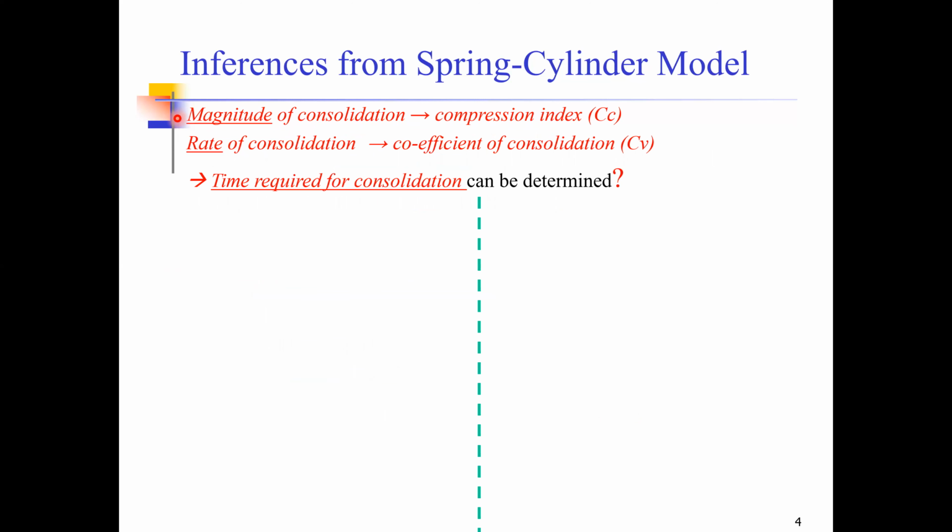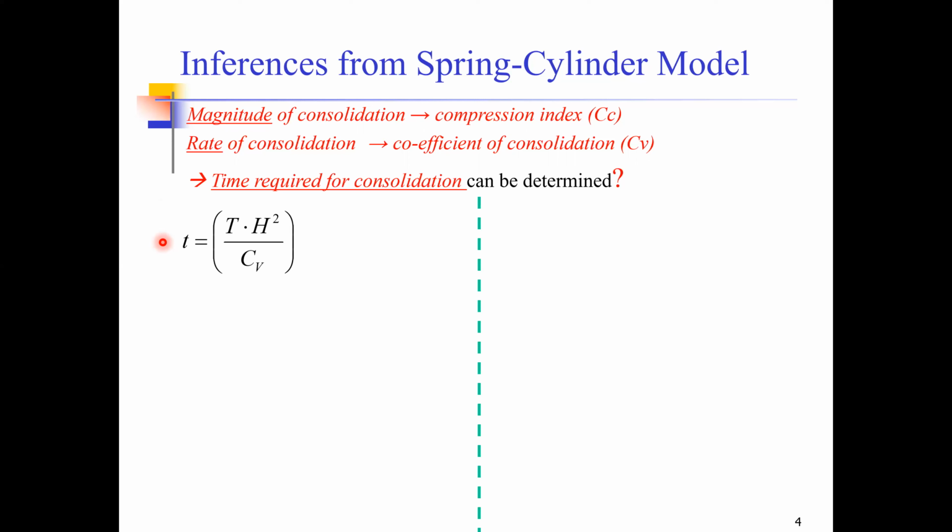If we know the magnitude of settlement and if we know the rate of consolidation settlement, then obviously simply by multiplying both, we can easily determine the time required for consolidation settlement. However, there's an alternate way of determining the time required for consolidation settlement, and that is given by this expression. Now, this is the expression which explains the time required for consolidation settlement.